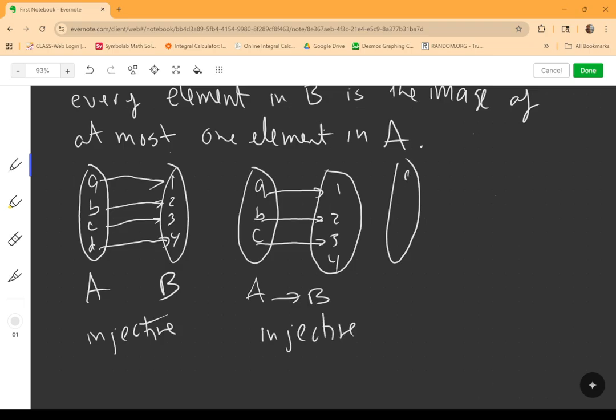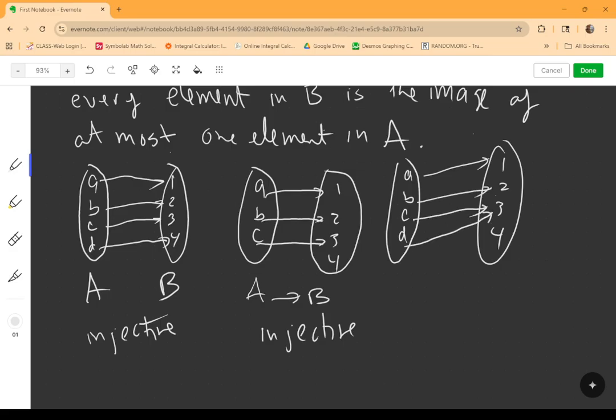If we had, let's say, a, b, c, d and 1, 2, 3, 4, and you had something like this, then this is not injective, because we see here the image 3 has 2 elements in A. It is a function, but it is not injective.